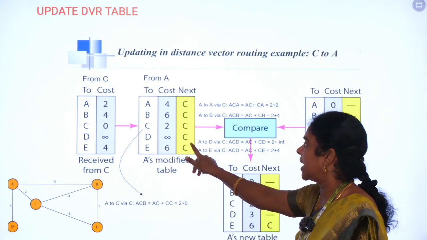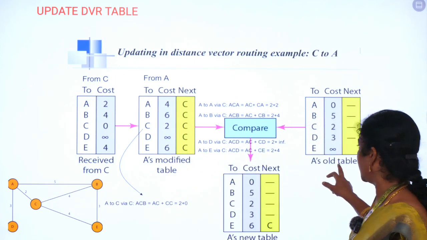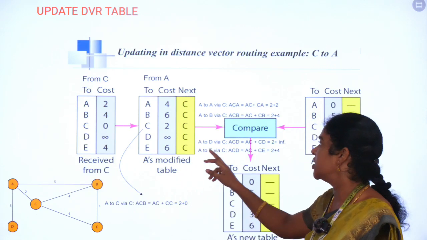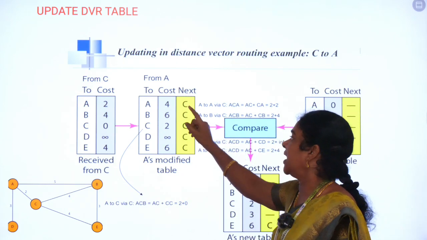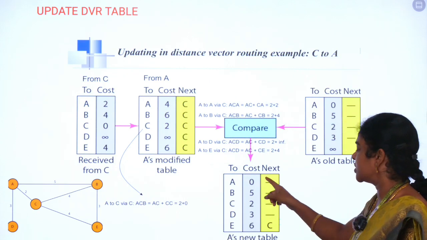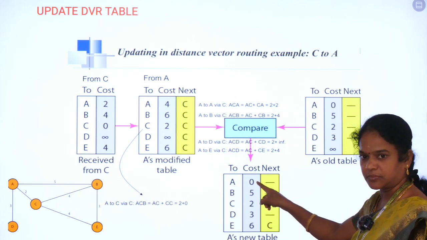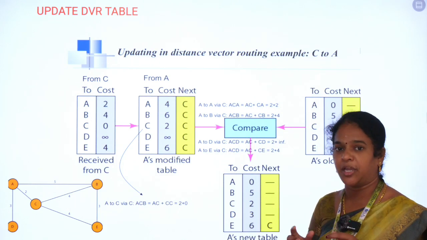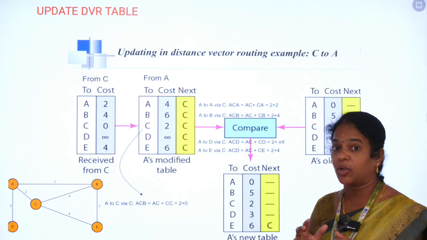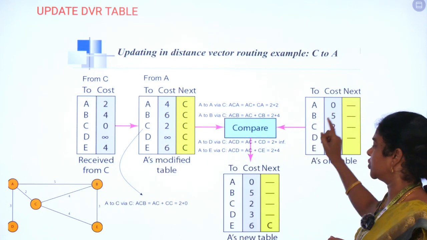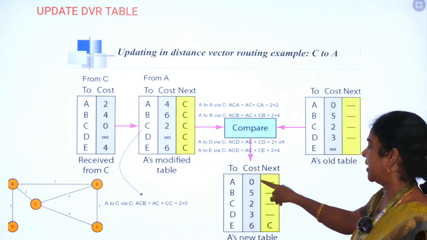Now you compare the modified table and the old table, because we only find out the A table. In the modified table the A cost is 4, in the old table the A cost is 0. So what is the new table? What is the purpose of distance vector routing? We find the minimum distance. Here 4, here 0, so we use 0 only.